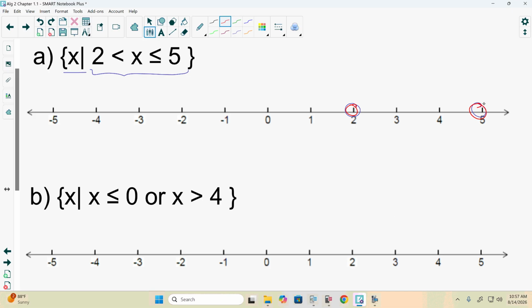Now we need to figure out which one's included and which one's not, or if both are included or neither is included. 5's included. We have that equal to, that line under the inequality sign. So it's saying it's included, so we would fill it in. 2 is just less than. It does not have that equal sign with it, so we don't include it. And since x is in the middle, we shade in the middle.